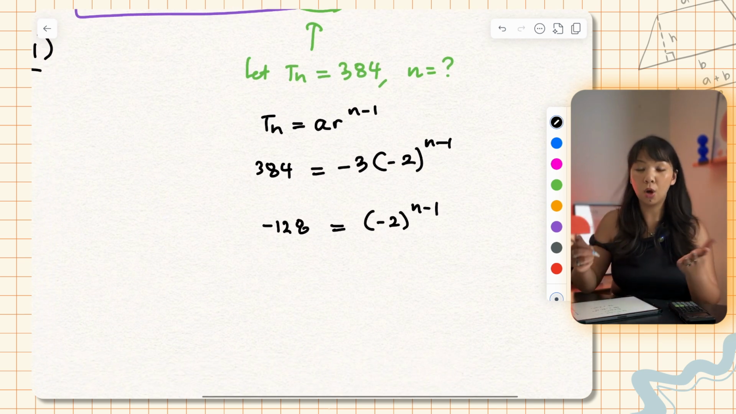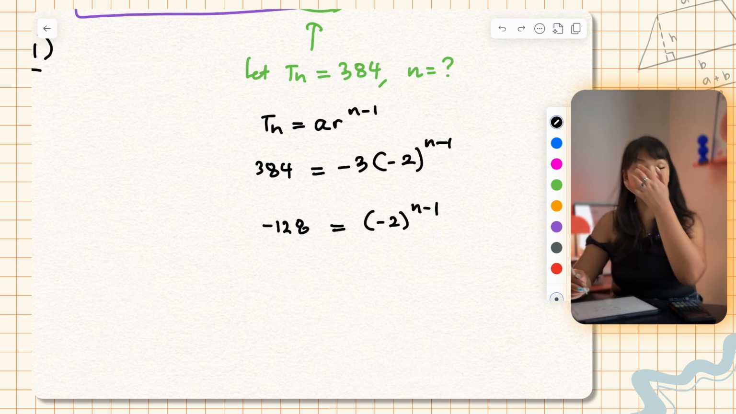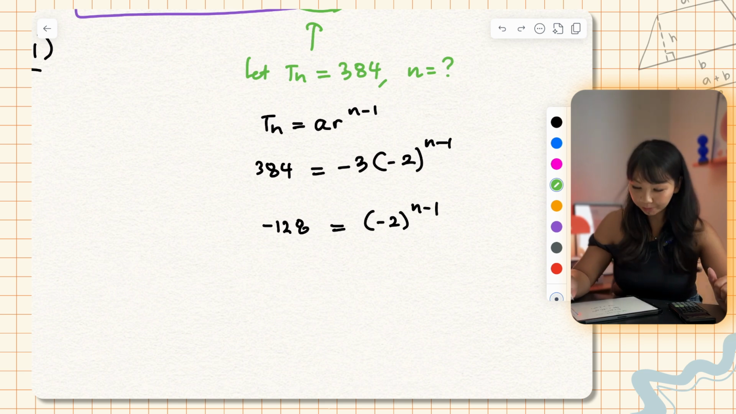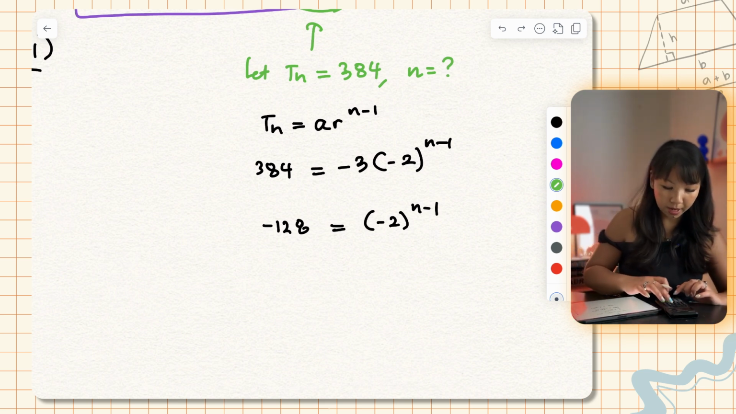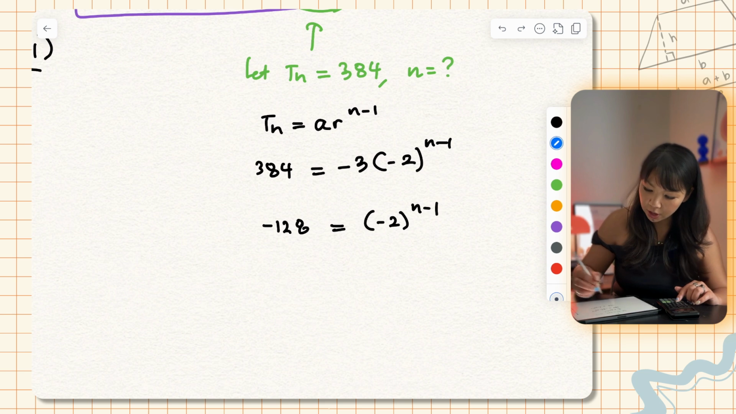And then I'm going to use logs. So this becomes n minus 1 equals to, now here we have to be a little bit careful, because if I actually do the log method, you can't actually take the log of a negative. So instead, I'm actually going to do some trial and error. So if I do trial and error here, let's do negative 2 to the power of 8. Okay, or I'm going to try negative 2 to the power of 7. So when I do negative 2 to the power of 7, that actually gives me negative 128.